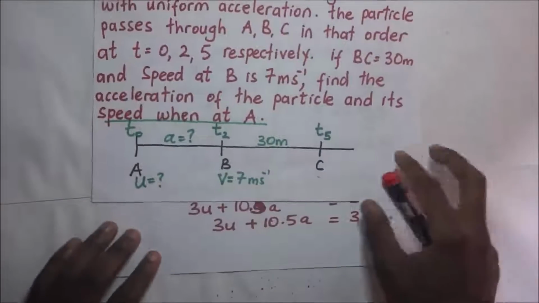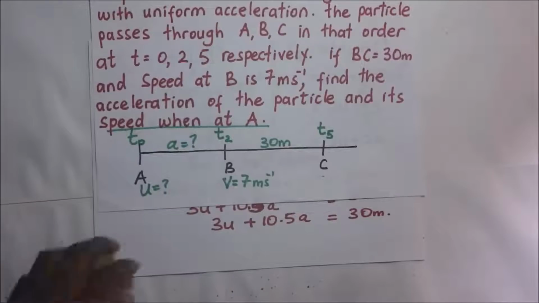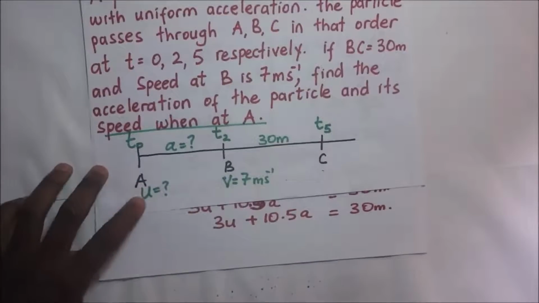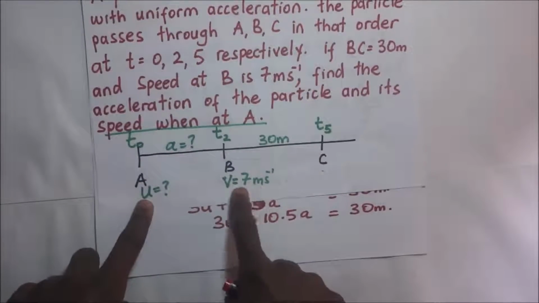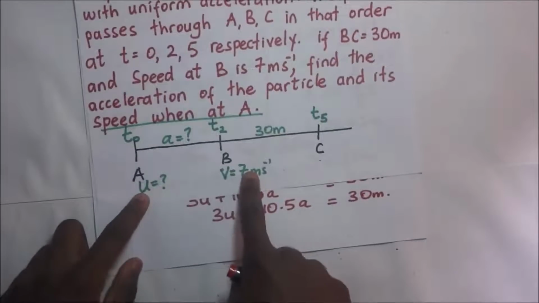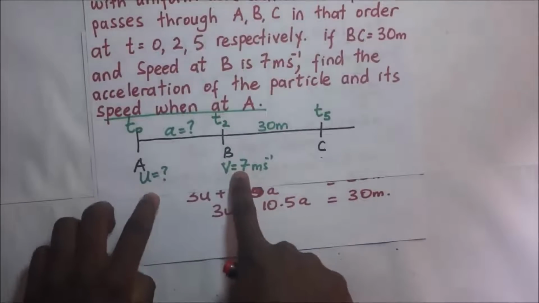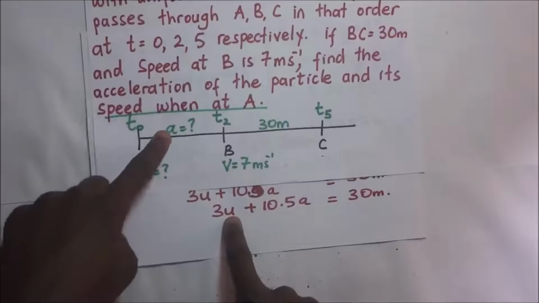Looking at our question, the other information that we can take advantage of to get the second equation is that we have this distance AB, and in this distance AB the initial velocity is not given, and then we have the final velocity here, 7. So if we use the first equation of motion, v is equal to u plus at, we know that our final velocity is 7, our initial velocity is not known, which we are supposed to be getting, and also our acceleration is not known, we are also supposed to be getting it.